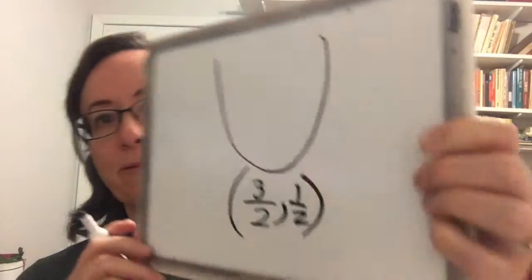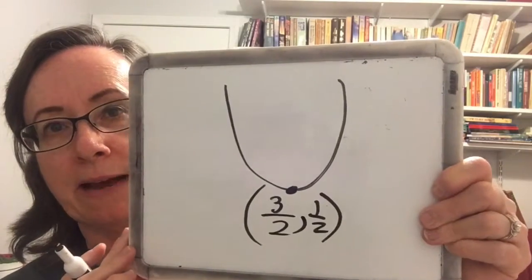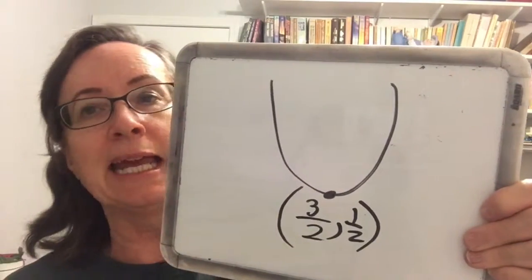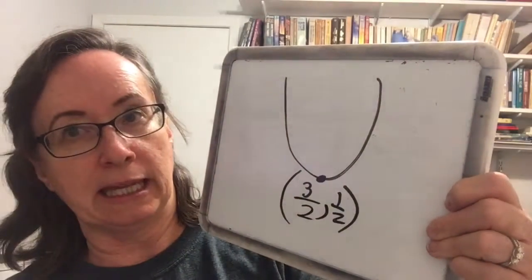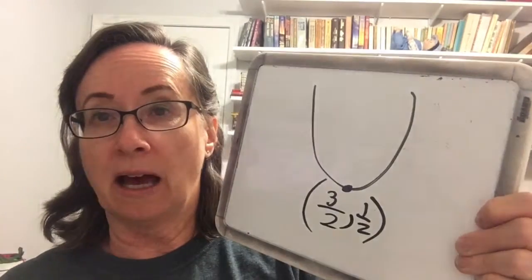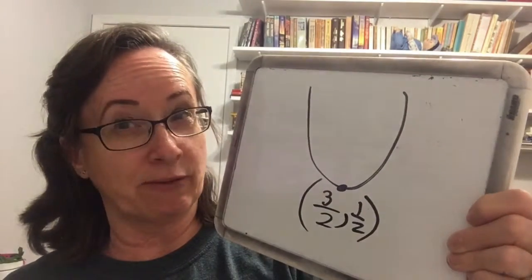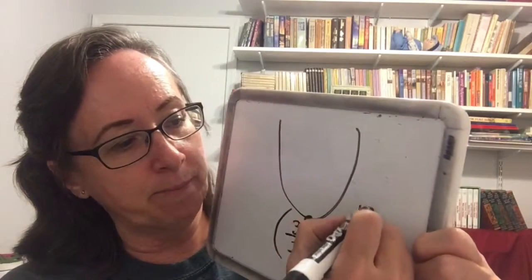So the vertex is 3/2 and 1/2. So we have an upward facing parabola with the vertex at 3/2 and 1/2. This is a very rough graph, but it's sufficient to do what we need to do. We need to talk about whether our value for our vertex is a minimum or a maximum. And since we have an upward facing parabola, this is the bottom of the valley, so this is a minimum.